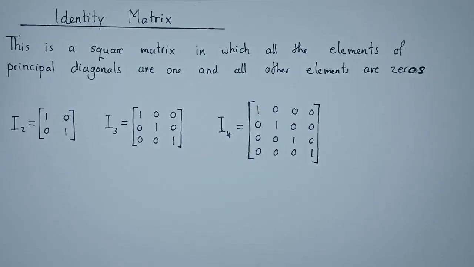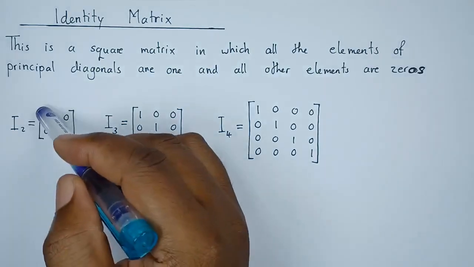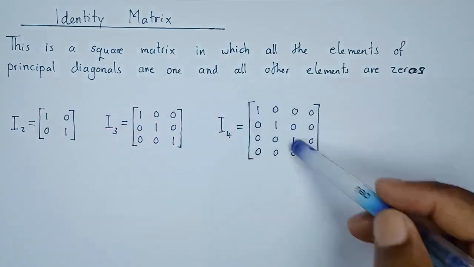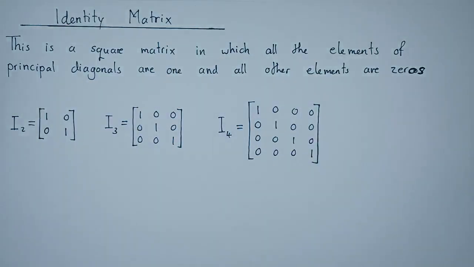So what is an identity matrix? Now let's look at the identity matrix. An identity matrix is simply a matrix which has ones in the principal diagonal, or the major diagonal, and zeros everywhere else. Like we have here, it has ones there, ones there, ones there, and everywhere else it has zeros.